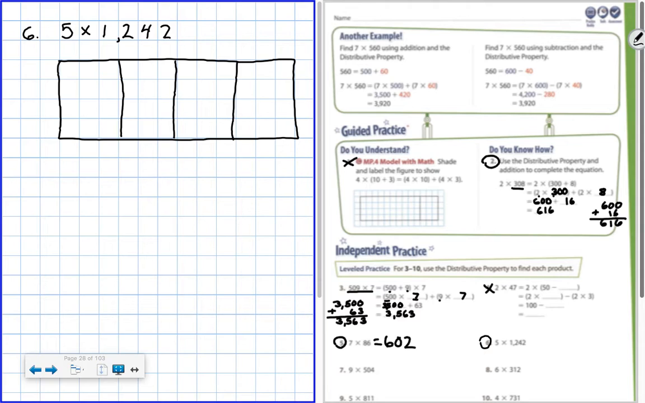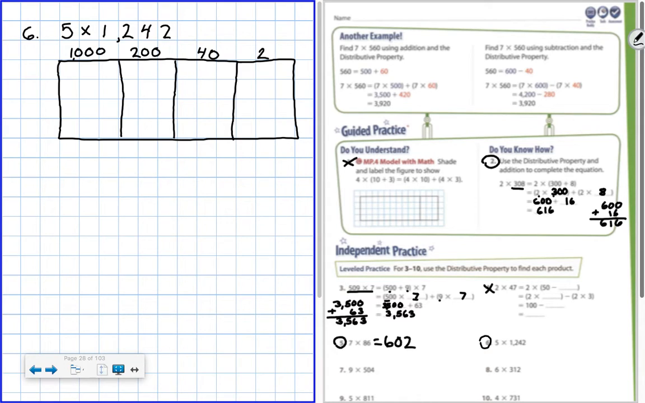Okay, next, take your larger number and guess what we do? Expand it. Break it apart. Use the distributive property. You know, expanded form back from topic 1. How would you take 1,242 and expand it? What's the first thing you're going to write? First thing is 1,000, then 200, then 40, then 2.